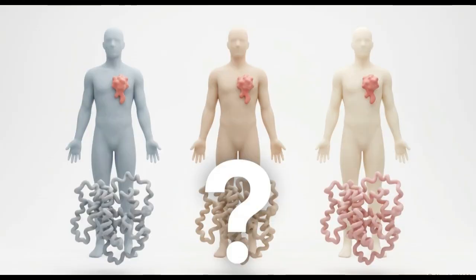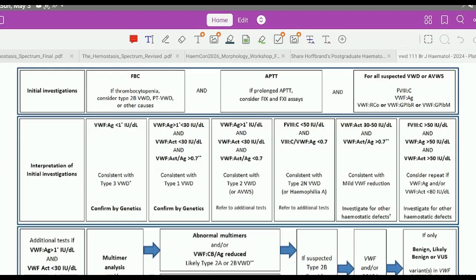Because patients exhibit heavily overlapping bleeding phenotypes, distinguishing a mild protein deficiency from a critical structural defect is nearly impossible through clinical observation alone. This diagnostic flowchart is the modern map for navigating that complexity.